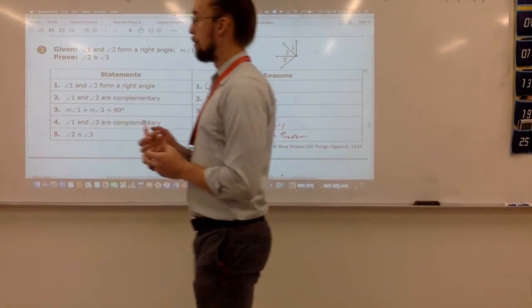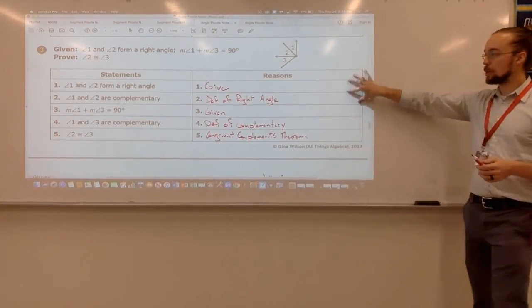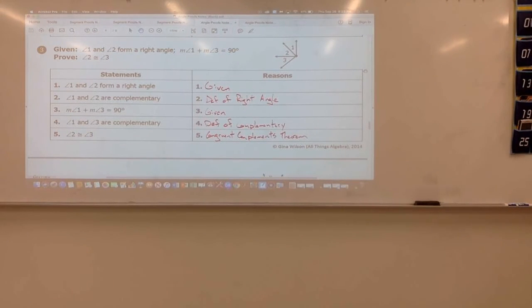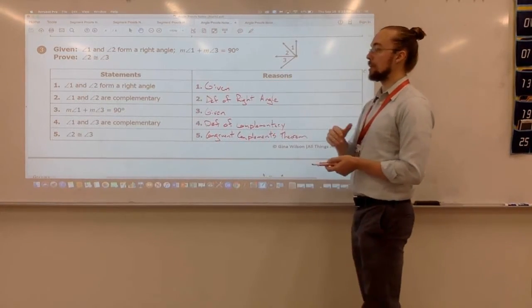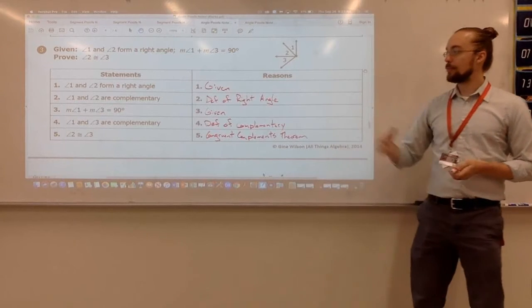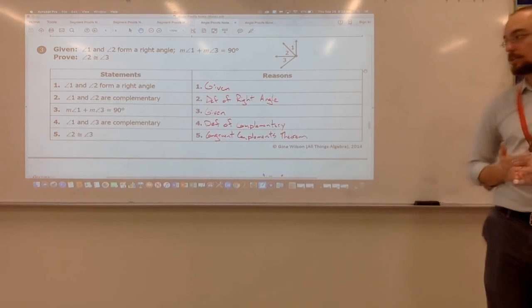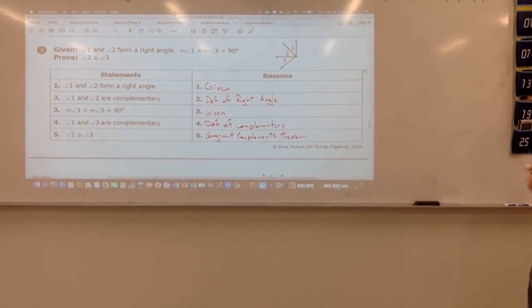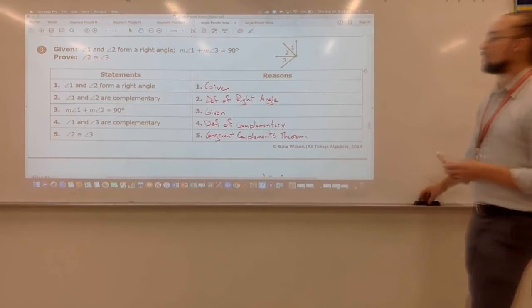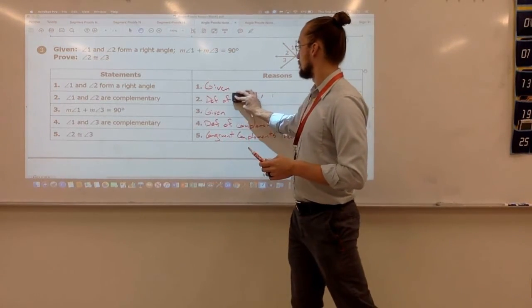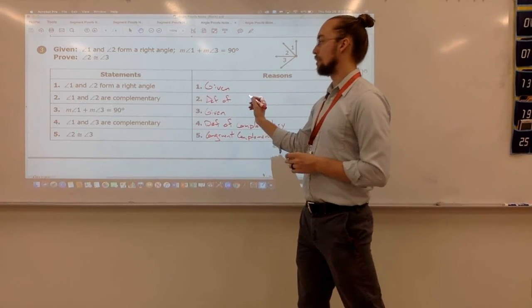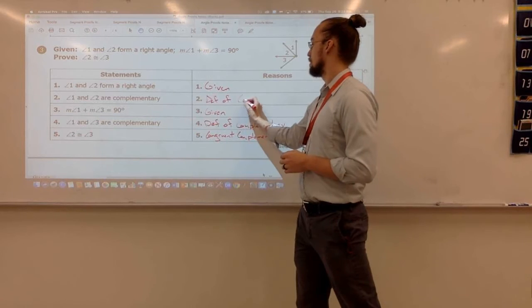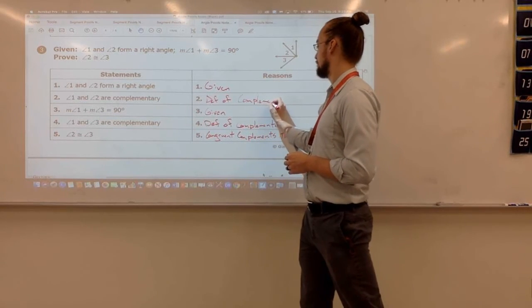Alright, let's go over a couple of these together here. I've got number 3 up here on the board. On this one, we are given angles 1 and 2 form a right angle. Well, the definition of a right angle then is that they are, wait a minute, actually, that's not a definition of a right angle, is it? No. That's a definition of complementary, yeah.